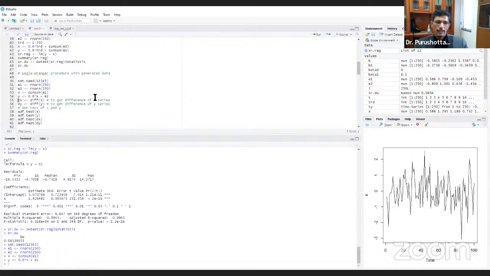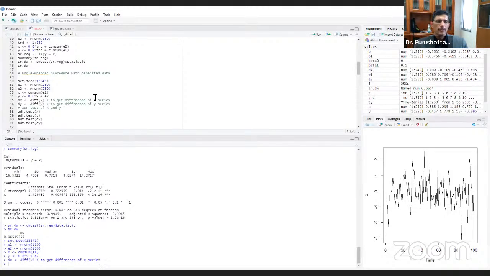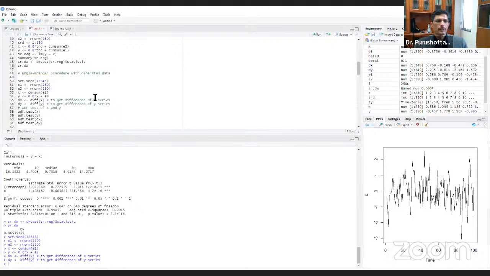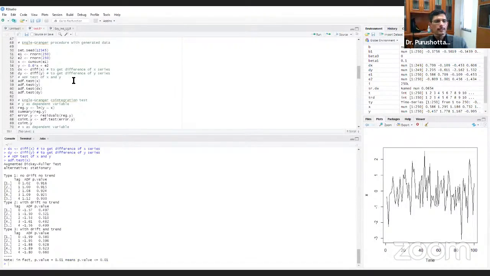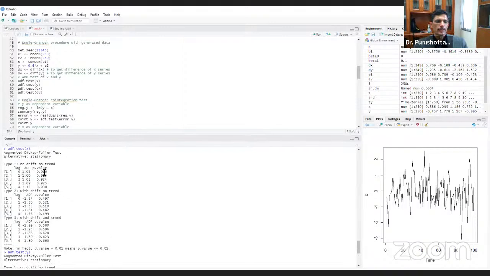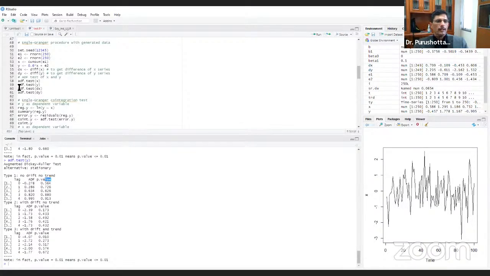Another example for the Engle-Granger test, again with randomly generated series. We difference X and Y to get differenced series. The code is diff, and then the variable which we are going to difference. Then we test whether these are integrated of order 1 or stationary. Both series are non-stationary at levels, while the first difference is stationary, so we can say both series are I(1).